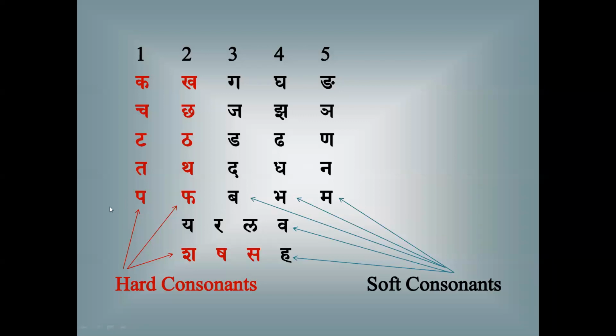So this is the summary of all the consonants. Now we know what are hard consonants, what are soft consonants. So if I give any letter, you should be able to say whether it is hard or soft, aspirate or non-aspirate, and its place of pronunciation. You should be able to say. Now, this is a simple thing, and all the letters are given here.